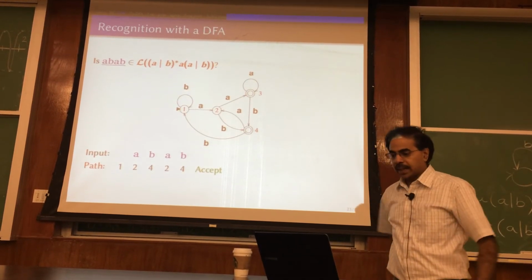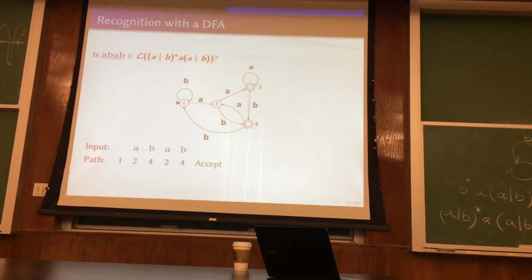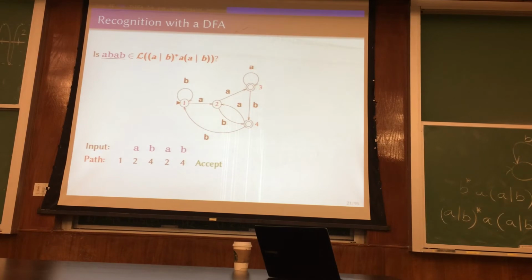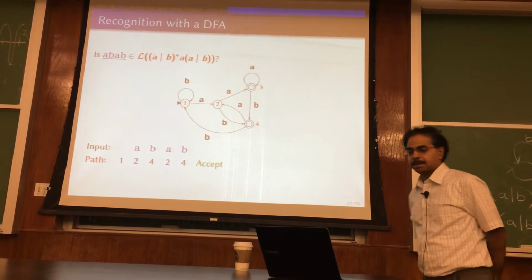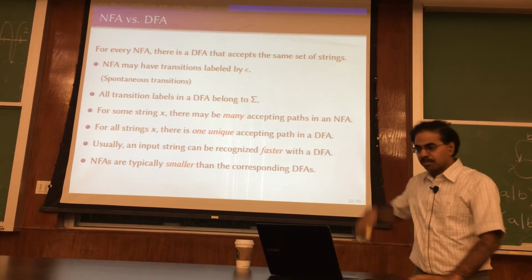And the same thing can be done here, except that there is going to be only one path, because the DFA is always going to follow only one transition at any time. And so it's easier to say when it accepts.